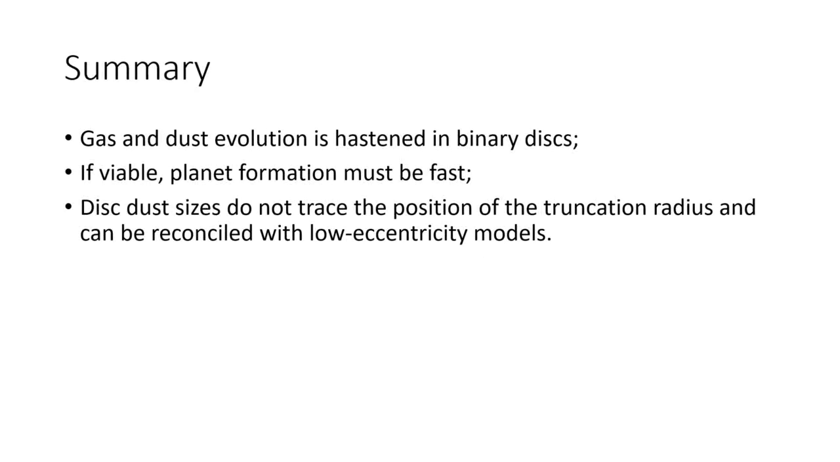To sum up, in our work we showed that planet-forming disks in binaries evolve faster than those around single stars, implying that if planet formation takes place, it must be fast. Finally, the comparison with the observations suggests that disk dust sizes are compatible with low eccentricity models once radial drift is taken into account.